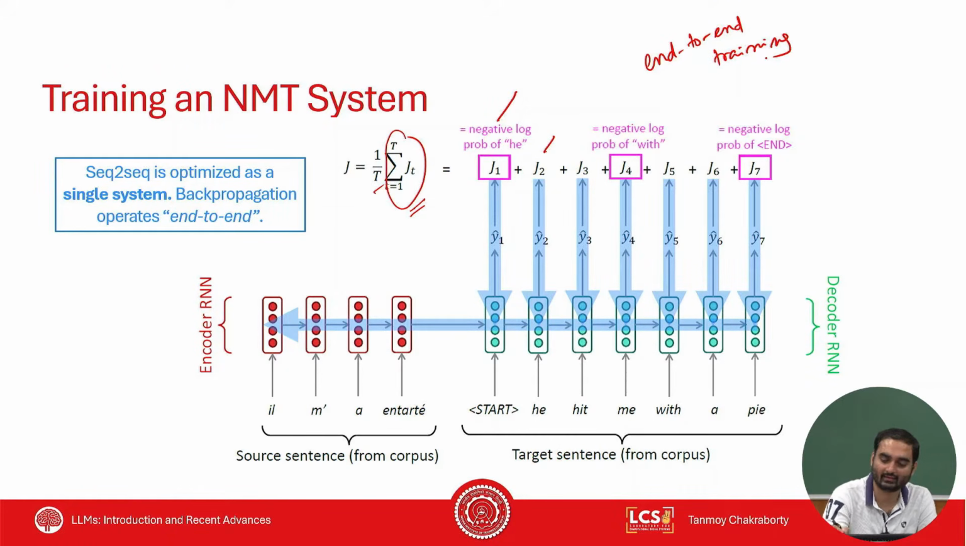Okay, so this error will be backpropagated, and all the hidden states in the decoder as well as the encoder will be updated. So the input RNN is called the encoder and the output RNN is called the decoder. And this is end-to-end training. Clear? Okay, and how do we do this backpropagation? We will use BPTT, backpropagation through time.